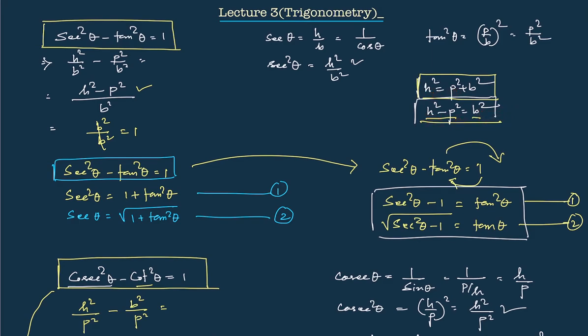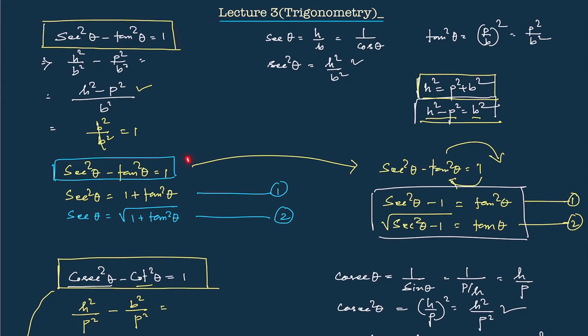So instead of h square minus p square, we replace it with b square, and b square by b square is nothing but 1. Okay, so we are done with that formula. This is the original formula: sec square theta minus tan square theta is equal to 1.